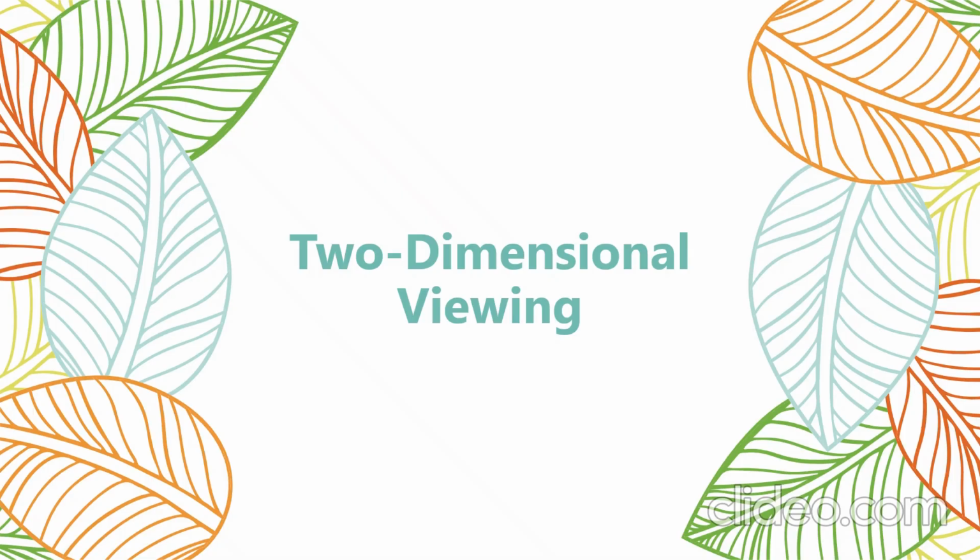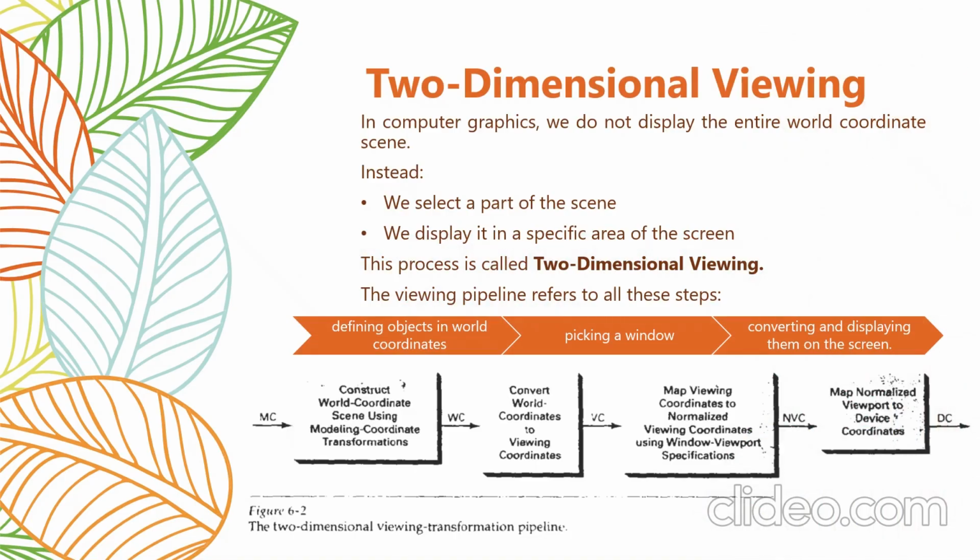In this presentation, I will explain the concepts of world coordinates, windows, viewports, viewing coordinate system, viewing transformations, window to viewport mapping, and the common viewing functions used in computer graphics. Let's begin with understanding what two-dimensional viewing actually means.